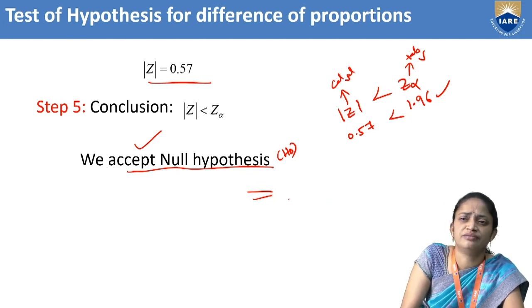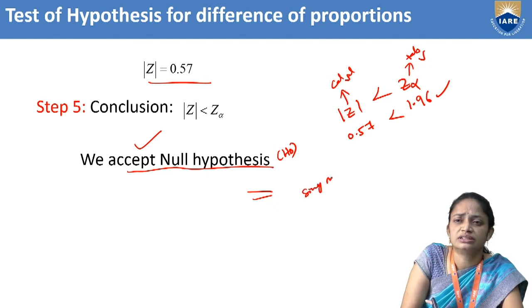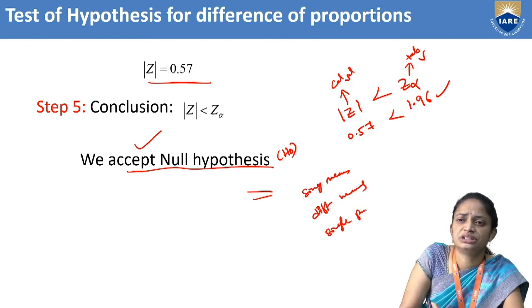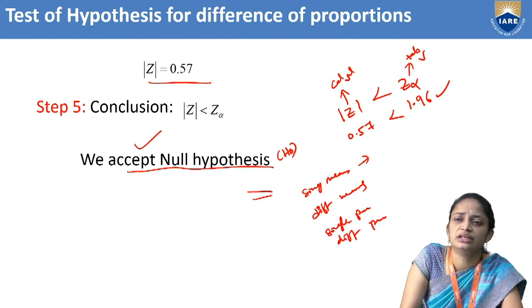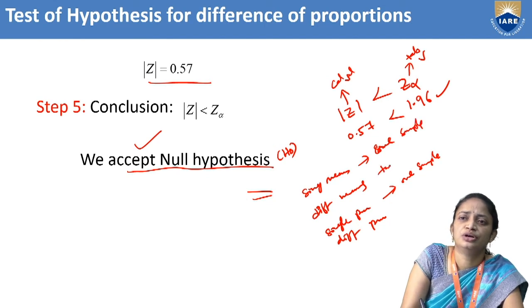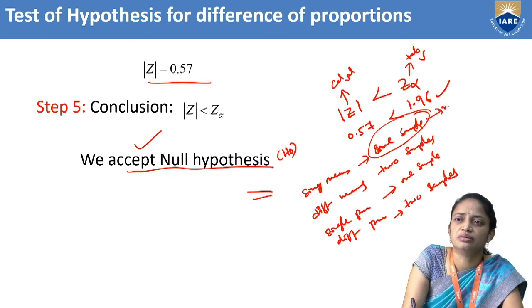But how to find whether it is a single mean or single proportion, or difference of means, or difference of proportions? Single mean means here we have one sample. Here also we have one sample. Here we have two samples. Here also we have two samples. But here it is one sample with mean.